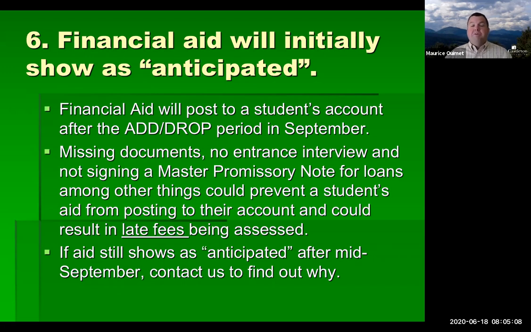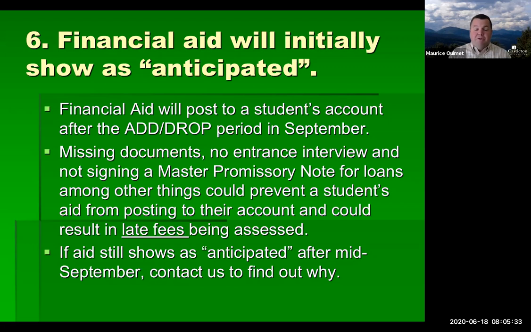Financial aid won't actually post to your account until 2 weeks into the semester. And that's what we call the add drop period. And the reason why we don't post financial aid to your account right away is because during that add drop period, you can still make changes to your schedule. You can pick up an additional course. You could swap out a course. You could drop a course. And those are all reasons as to why your bill might change during those first couple of weeks.